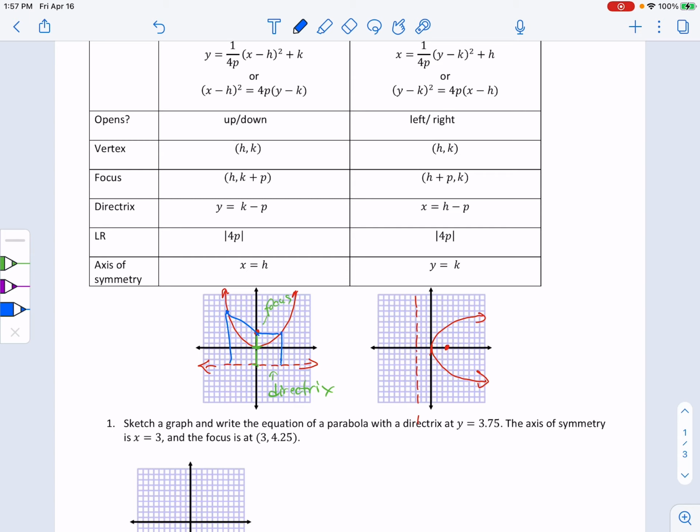So you can tell I did a bad job of drawing that picture. But that's what the definition says. All those points are equal distance from the focus and the directrix. Dang it, I lost my picture, so let me put my picture back. And there you go. And it doesn't matter if it opens sideways or up and down, which we've done before.